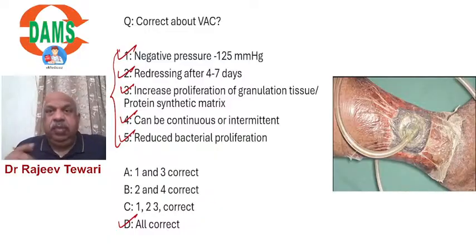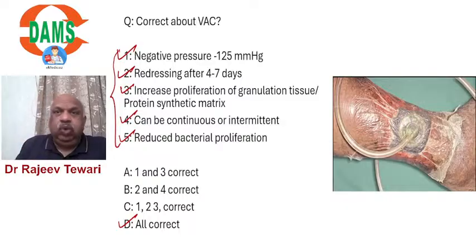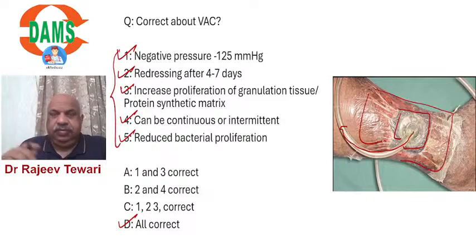VAC image may come in exam. In a wound, there will be a sponge. This is the sponge in the wound. Then this is a vacuum suction and an airtight dressing.